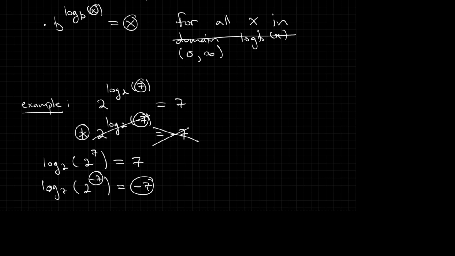One more thing about this that I'd like to quickly point out. In order to use this property, the bases do have to be the same. So if you had something like log base 2 of 3 to the 7th, since the bases of the logarithm and the exponential don't match, we can't use this property to evaluate log base 2 of 3 to the 7th.